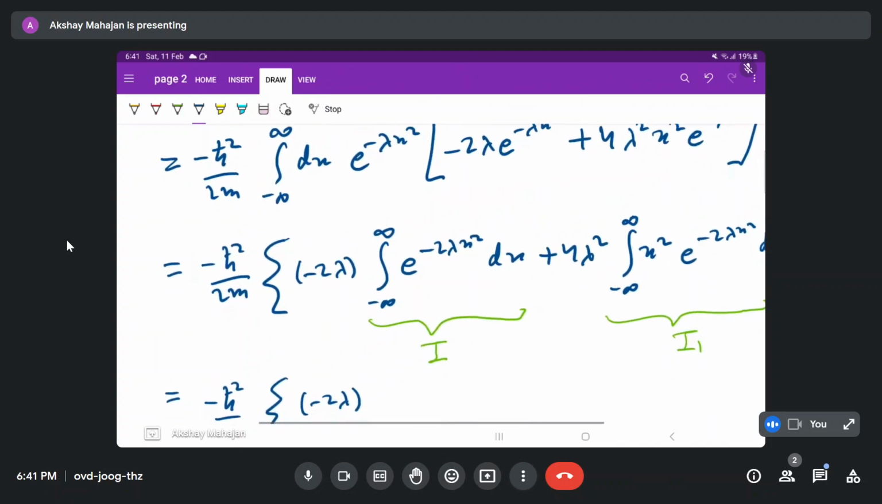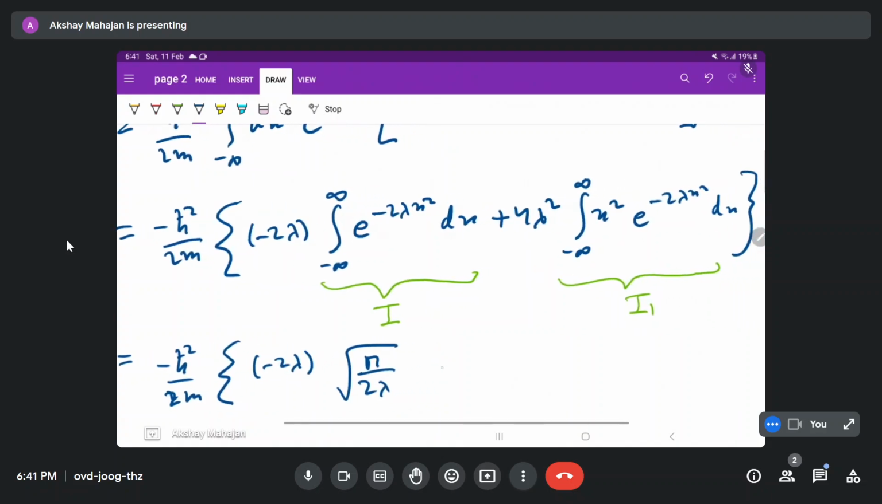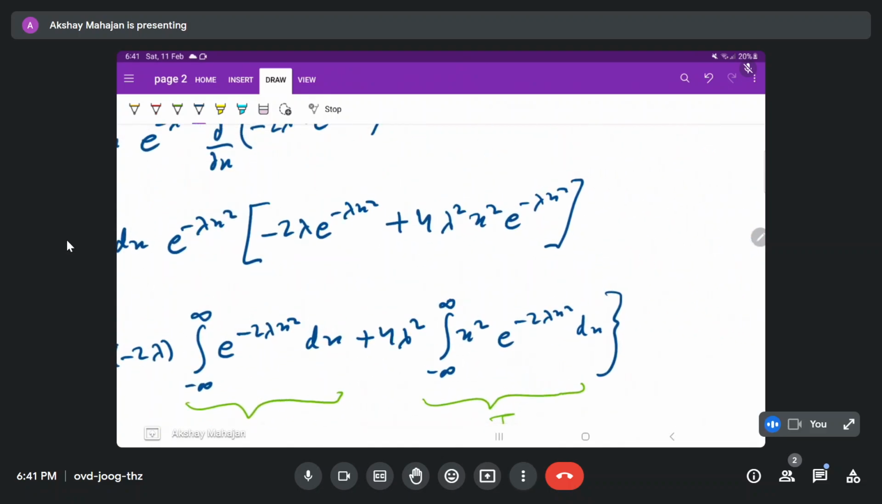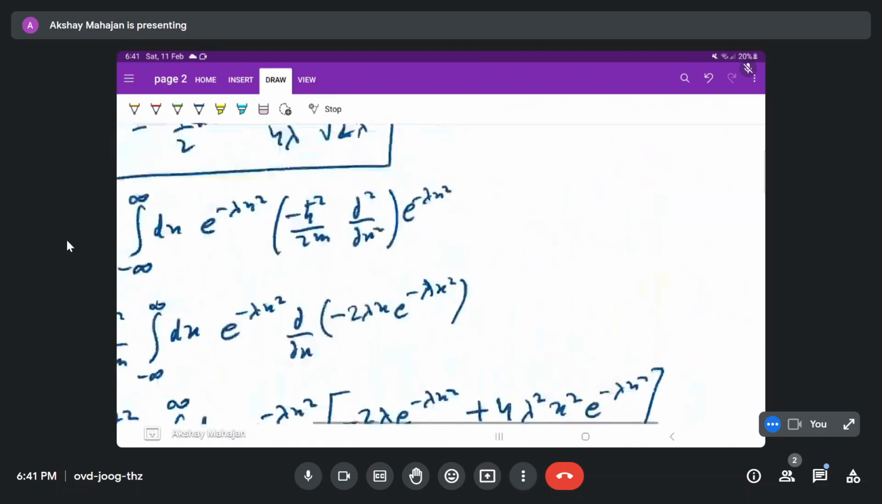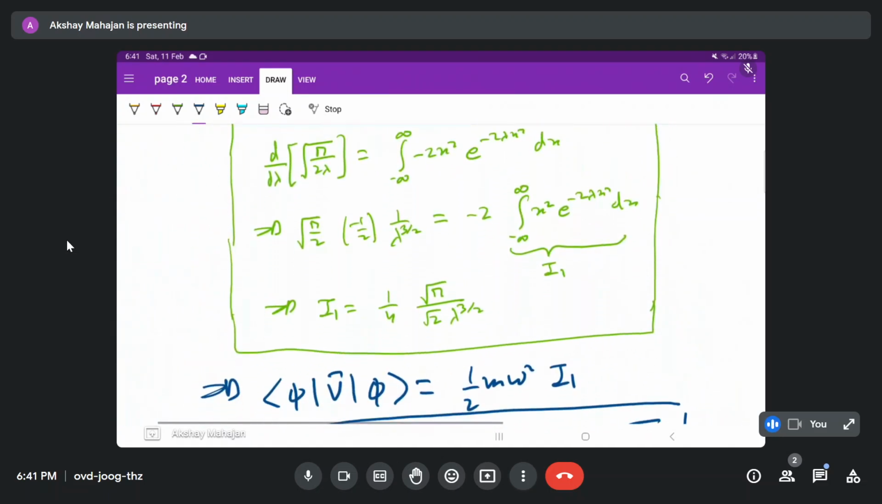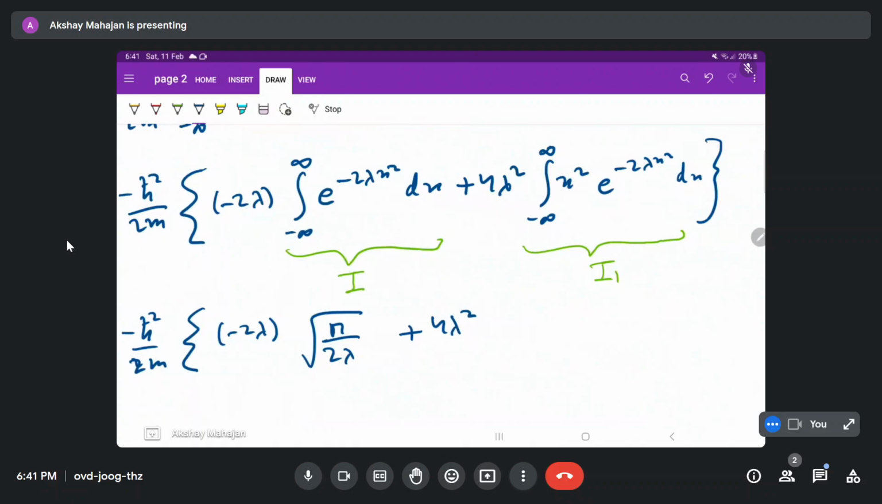This is our e to the minus a x square, under root pi by 2 lambda. Now plus we will have 4 lambda square times x square e to the power minus 2 lambda x square. Let me just see the I1. That is the integral from minus infinity of x square e to the minus 2 lambda x square dx.